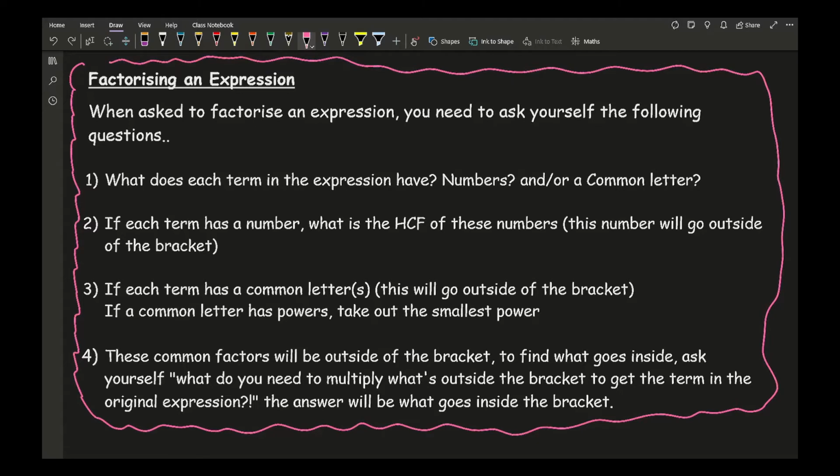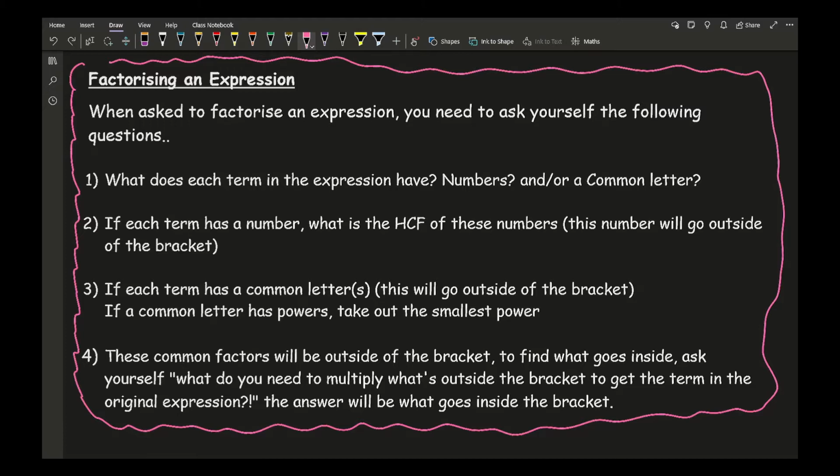So when asked to factorise an expression, you need to ask yourself the following questions. One, what does each term in the expression have? Do they both have numbers, and or do they both have the same letter? Now, if each term has a number, then you want to take out the highest common factor of these numbers, and that answer will go outside the bracket. If each term has a common letter, then this will go outside the bracket.